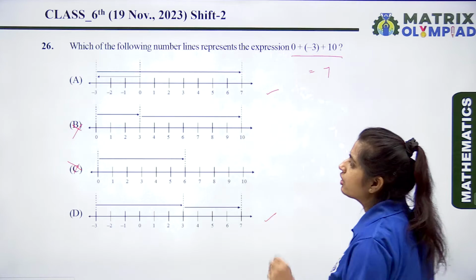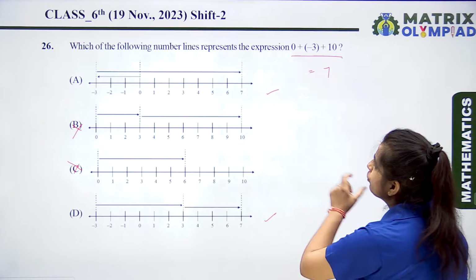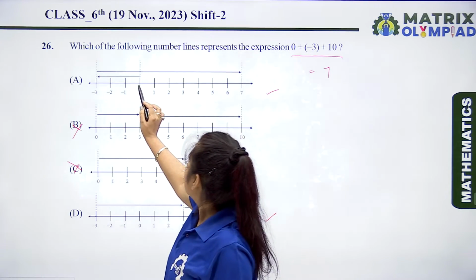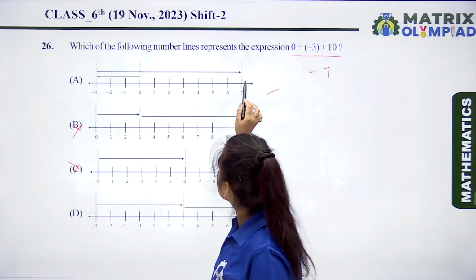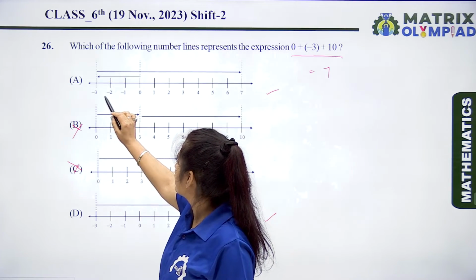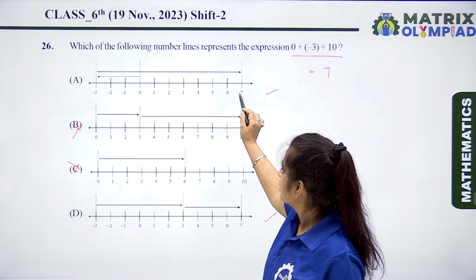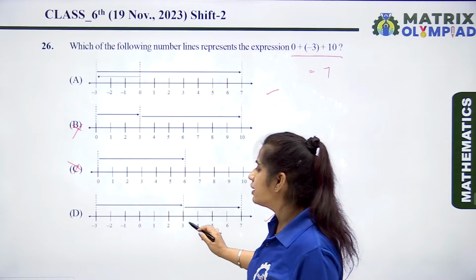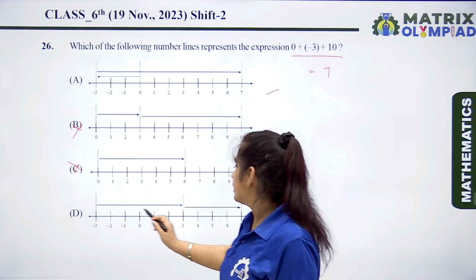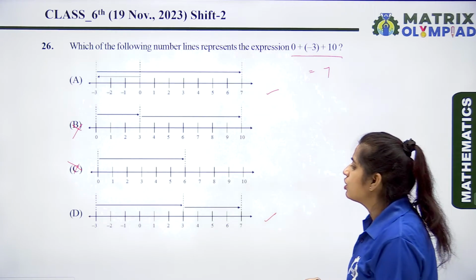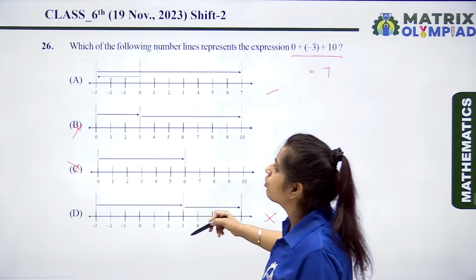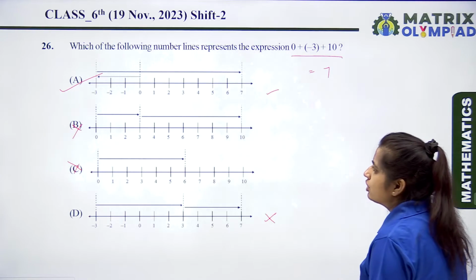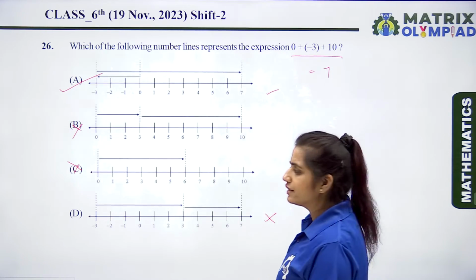Now we have to check in option A and option D which number line represents this expression. So here 0, after that minus 3, and then we go 10 steps towards the right hand side. And in the last option, it is directly from minus 3 to 3. So the first step is not correct. So out of these 4 options, we can say that option A is the correct representation of the number line. So here option A is the correct answer.